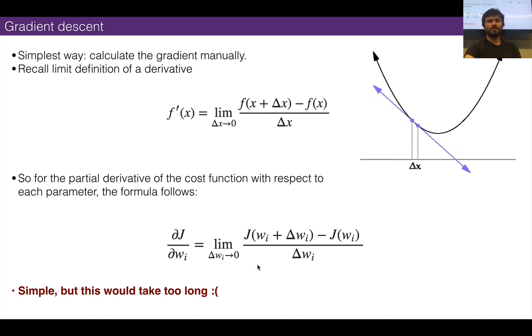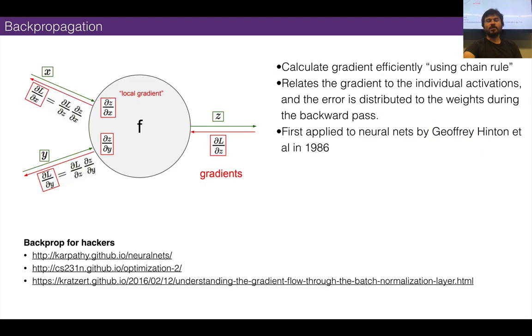to do this, right? And in fact, what I'm describing has been known for at least 100 years. This would take too long. We cannot optimize functions that have too many parameters because computationally it takes too long. So lo and behold, a technique called backpropagation came along.